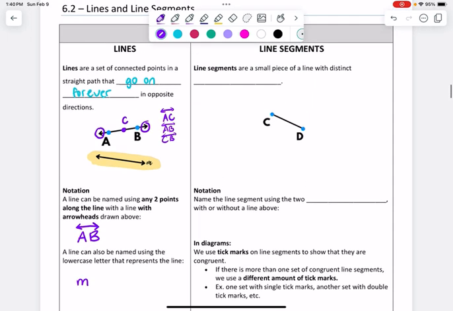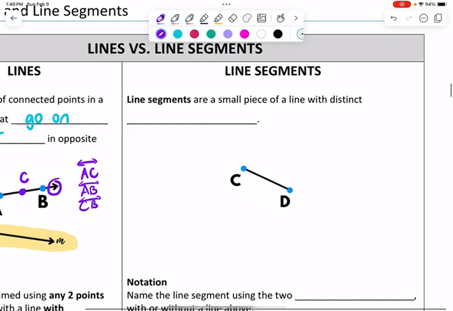Now line segments are different from lines. If you've ever heard the word segment of something, segment just means a part of. So a line segment is like a part of a line. So in theory, instead of calling this unit 6, we can say it's a segment of grade 9 math because it's a part of grade 9 math. So segment doesn't talk exclusively about lines. It's just denoting a part of something greater.